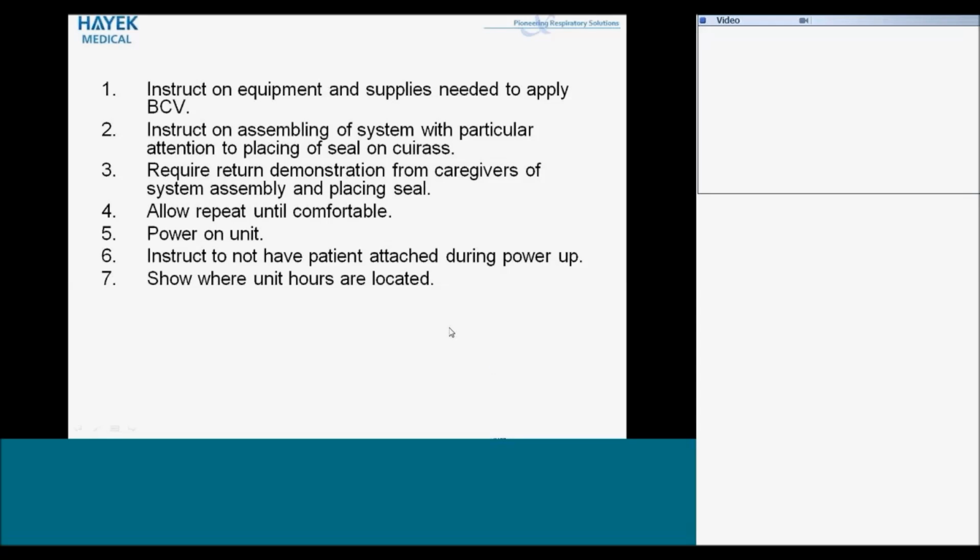So as the unit powers up, they'll be able to determine the hours on the unit, and that box goes away after just a few seconds, so they need to catch it right after its self-test.